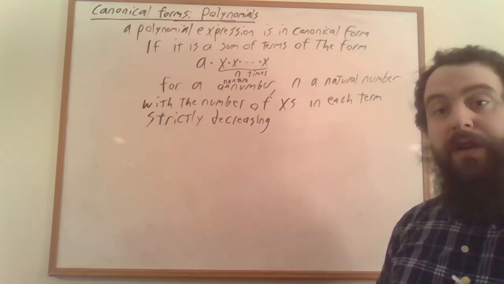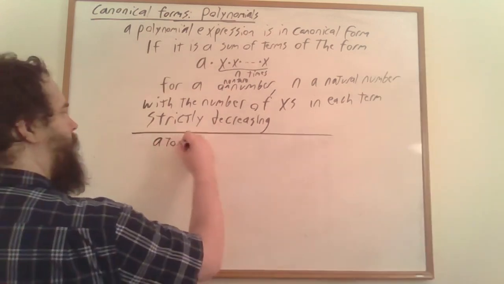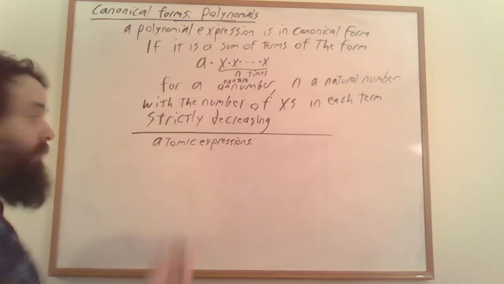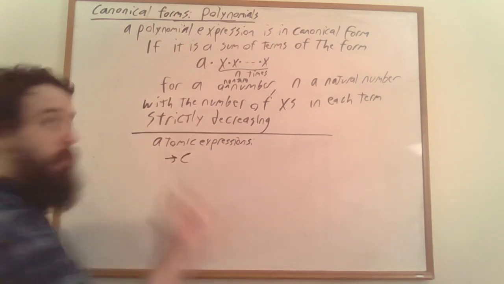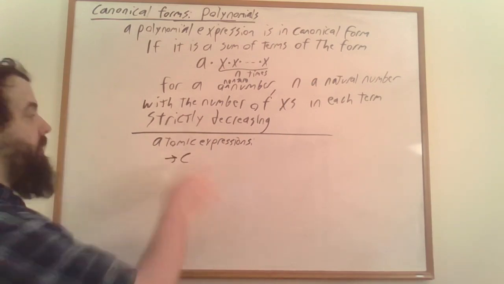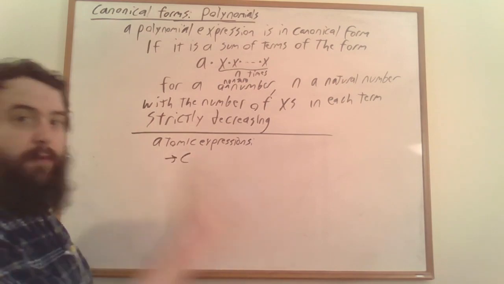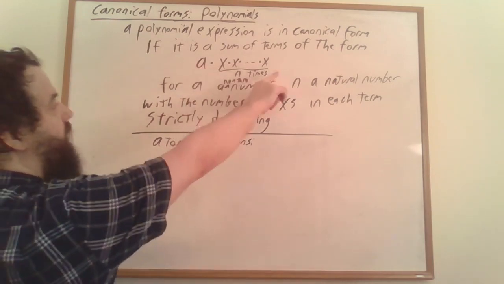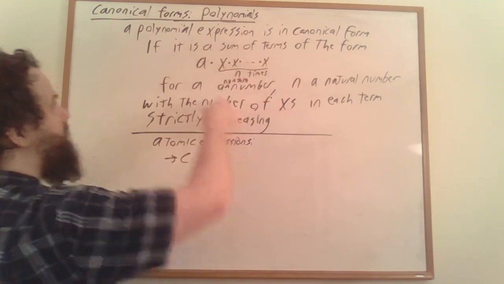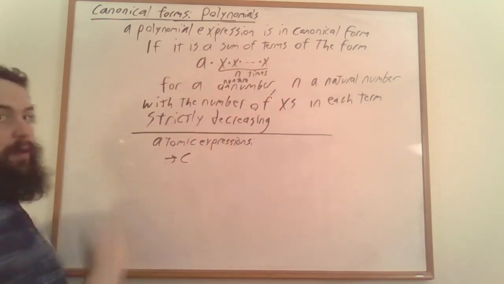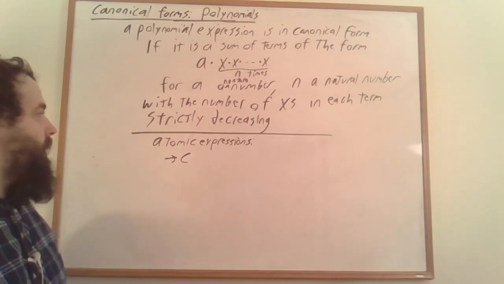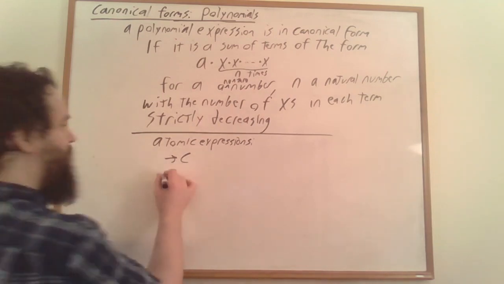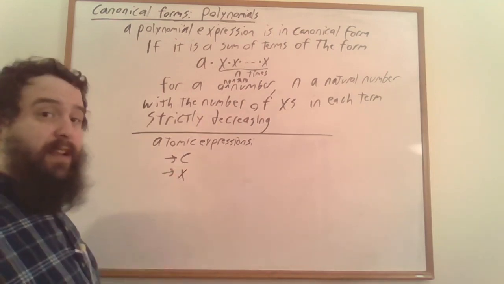Well, let's start off with the atomic expressions. If we have just a number, we're already in canonical form. This is already a sum. It's a sum of length 1, but that's okay. It's a sum of terms of this form. There are 0 x's, and we just have the constant out front. So that's perfectly fine. On the other hand, if we have x, this is actually not in canonical form yet.